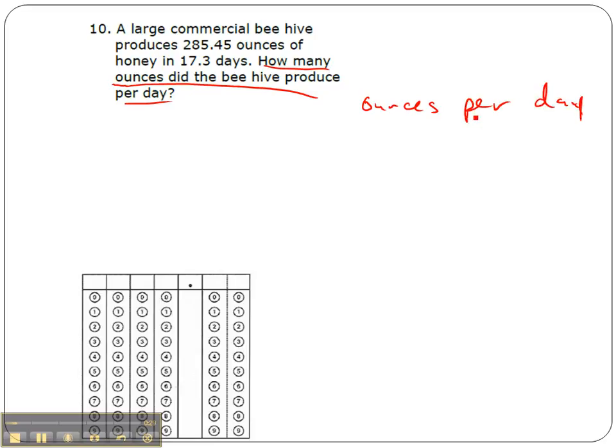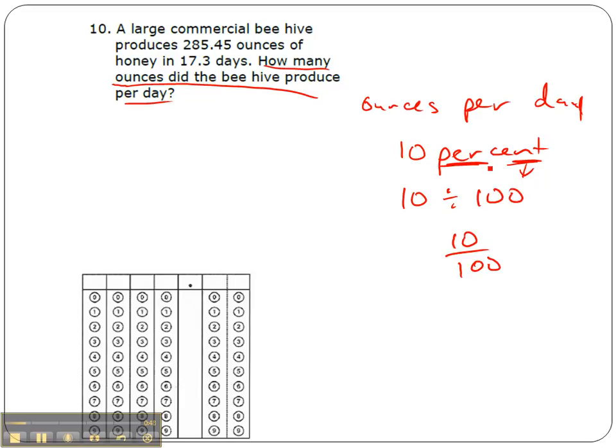That will help you figure out the operation, because per means divide. If you think of 10%, per means divide. It means 10 divided by cent, which is the root for 100, or 10 hundredths. Per means divide. So we want ounces divided by days. So we have 285.45 ounces divided by 17.3 days.